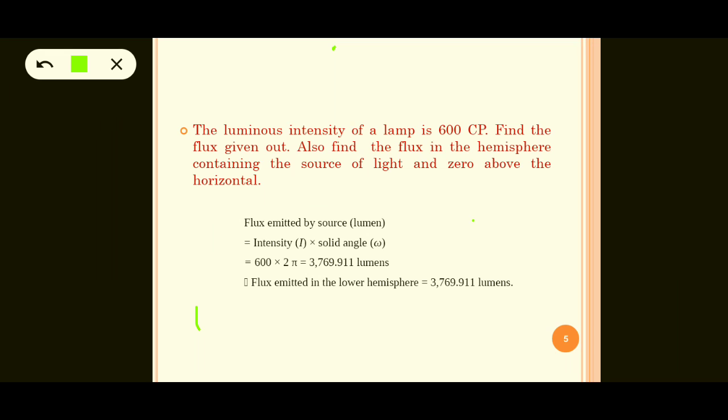Next, the flux emitted in the lower hemisphere. This value becomes the same value as the flux emitted by the source, 3769.911 lumens.